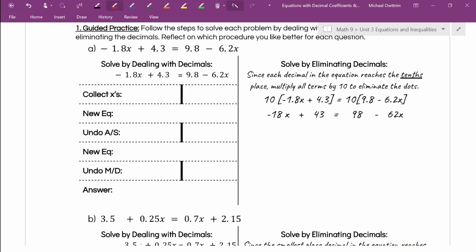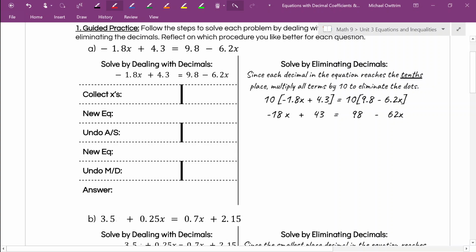So if we start with question A, we have this equation here, and we're going to begin by just dealing with the decimals using our decimal operations. So the first thing I need to do in this equation, since there's no brackets, is step 2. I want to go ahead and collect my positive x's. If I look at my 2 coefficients here, my negative 1.8 is a larger coefficient than negative 6.2. Of course, if you think temperature, right, negative 1.8 is hotter than negative 6.2. So the 1.8 is the side I want to leave.